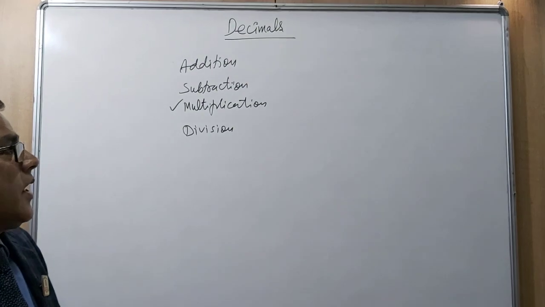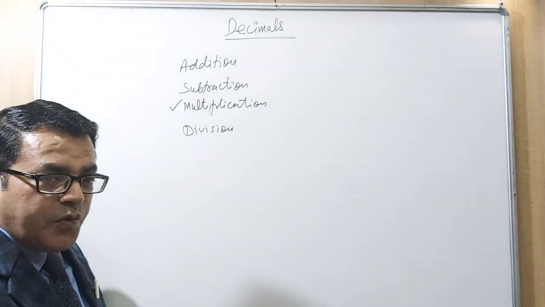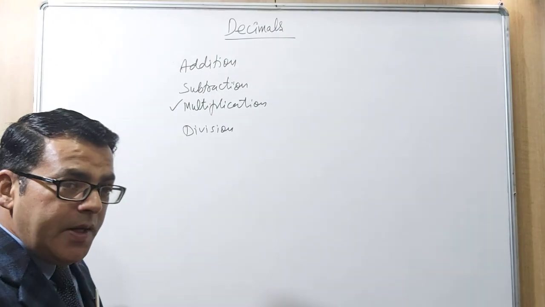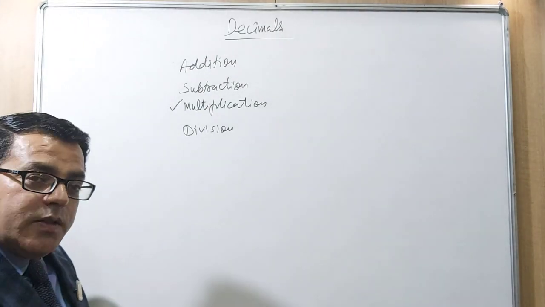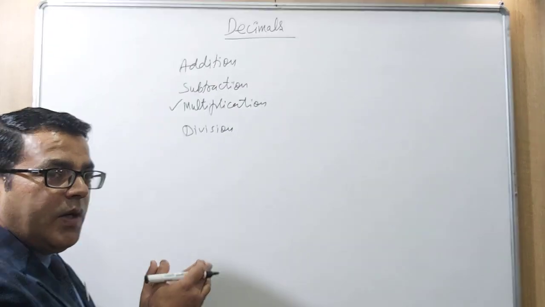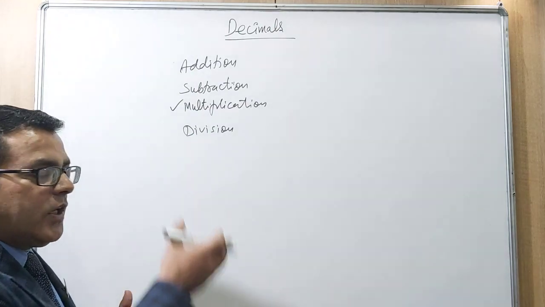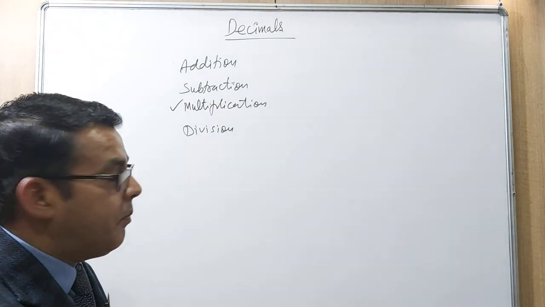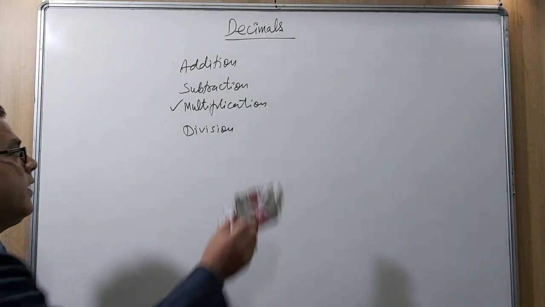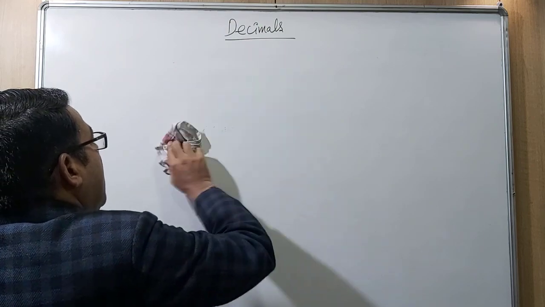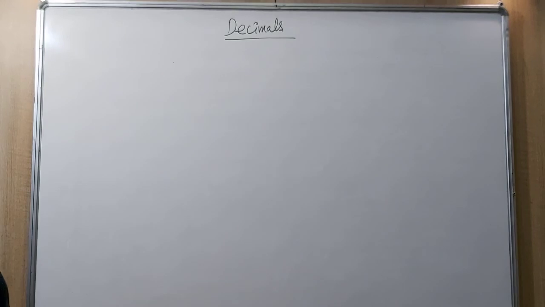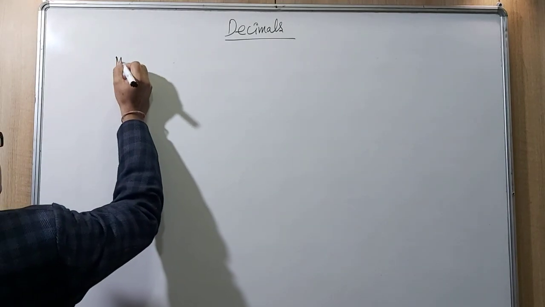Addition and subtraction were almost the same. Let me recall how we can add or subtract. We have to write each and every number according to the place value chart. Then we convert the decimals into like decimals, and accordingly we add or subtract. But in multiplication there are totally different rules. How we can multiply, we'll learn today. So let's start multiplication on decimals.